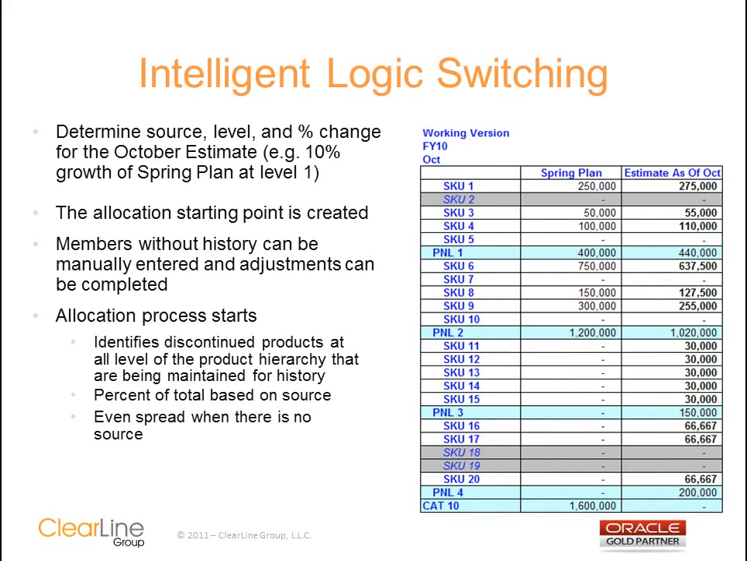It uses a percent of total based on the spring plan for P&Ls number 1 and 2, but it switches to do an even spread for P&Ls number 3 and 4 since they don't have any data in the spring plan. Both of these methods skip the discontinued products. This is pretty easy to see in P&L number 4. It's completed the even spread on just 3 active SKUs instead of the 5 children.